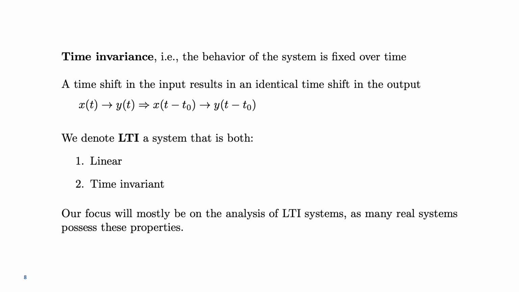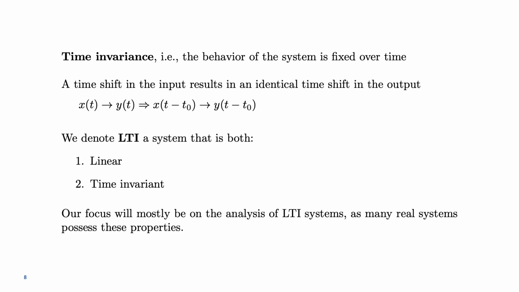Another important property is time invariance, which means that the behavior of a system is fixed over time. So a time shift in the input results in an identical time shift in the output. So if you give x to a system and the system responds with y, when you give x of t minus t0, the system must respond with y of t minus t0.